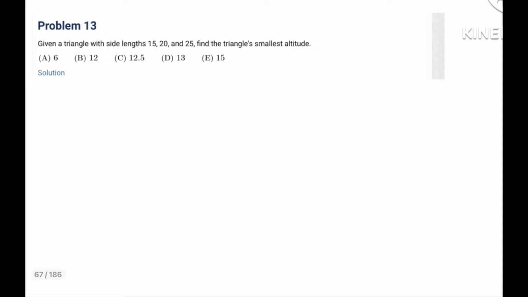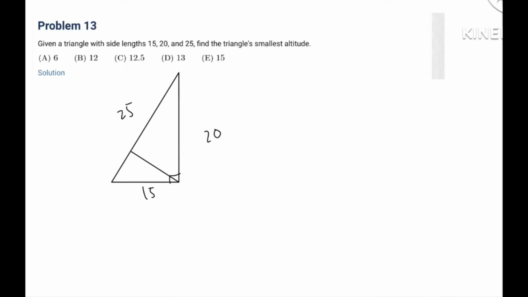And problem 13, given a triangle with side length 15, 20, and 25, find the triangle's smallest altitude. This is an easy problem. There's a right triangle with side lengths 15, 20, and 25. As we all know, this is a 3 to 4 to 5 triangle. So this would be a 90 degrees, and the smallest altitude would be the distance if we come from here to here, all straight and perpendicularly.